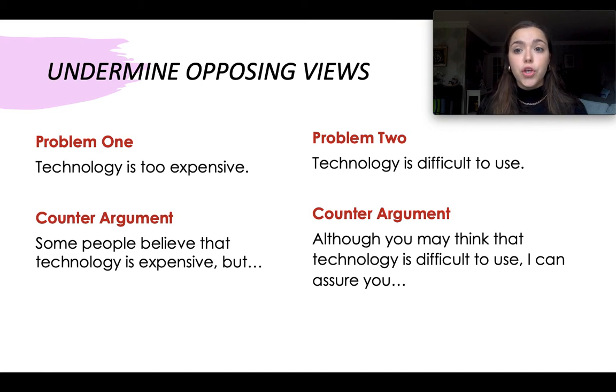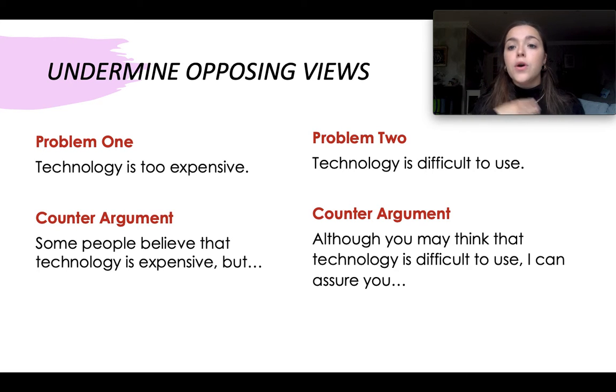The next thing, the U, is really important, is undermining opposing views. So we can't ignore the counter-arguments. We can't ignore what the other side might say. What we should do is think about what the opposition, what the other side might say, and then show our audience why that's not a very good argument.